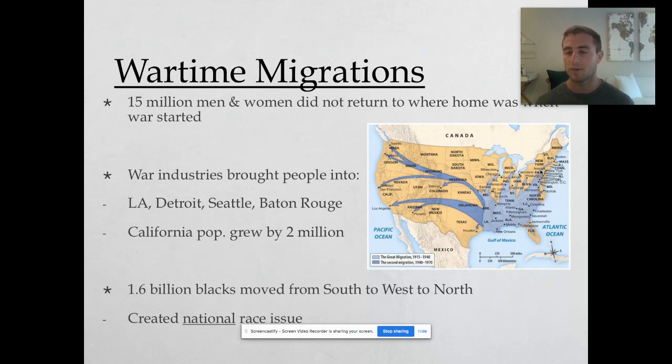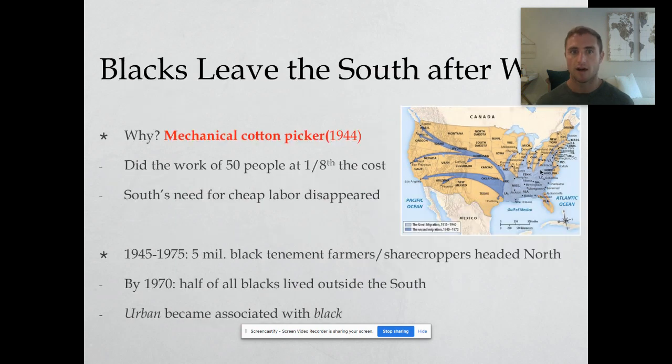We also see, because of these openings of industrial jobs, lots of blacks moving to new places. And now, for the first time, in a major movement out of the South and moving into the North and the West, what was a Southern problem with race relations is now a national race problem, which of course is going to immediately cause the civil rights movement to emerge after World War II.